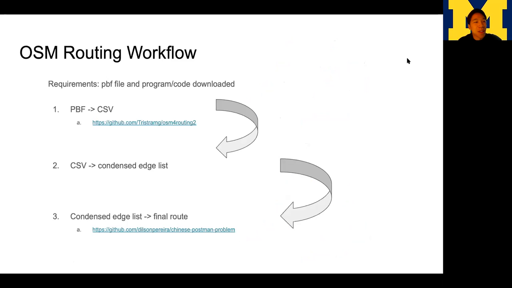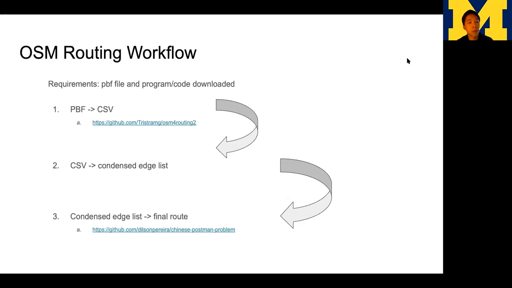So I will be going over the OpenStreetMap routing workflow. The requirements are to have a given PBF file, and a PBF file is an OpenStreetMap file that is condensed, and you are able to download it from the HOT Export Tool. And we also need to make sure that the program and code is also downloaded on the computer.